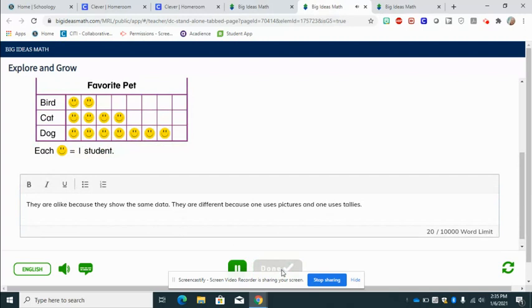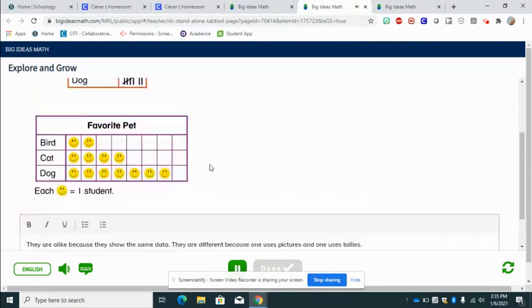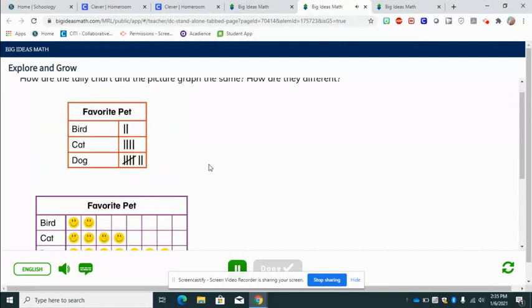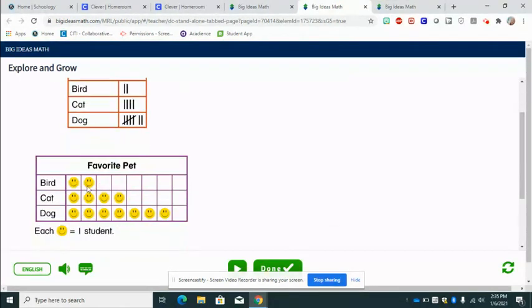Why are tallies easier to read for finding how many? Well, when you look at the tallies to see how many there are, it's easier to count the tally marks. So it's easier to see that this is 2 and this is 4, and I know that this represents 5, and then plus 2 more equals 7. And then the pictures, when you're comparing the bird, cat, and dog, you can see just by looking at the pictures in each line which one has more and which one has the smallest amount.